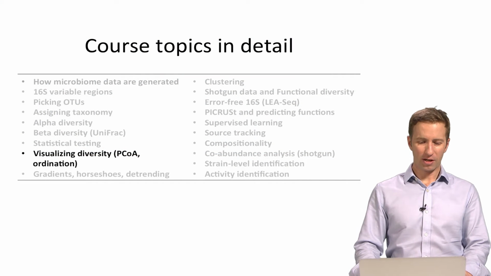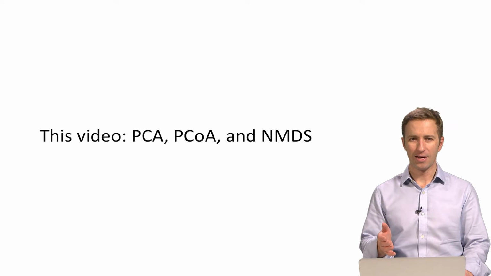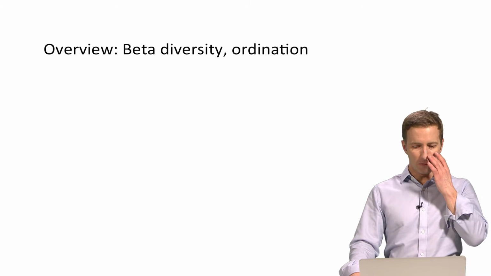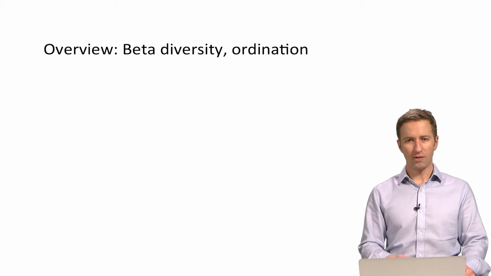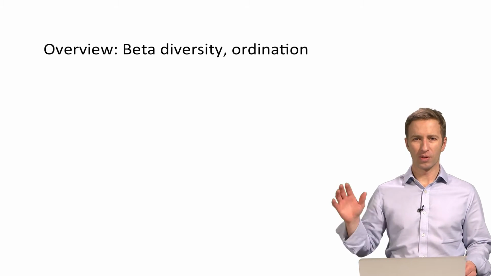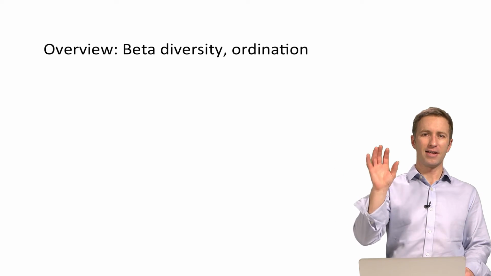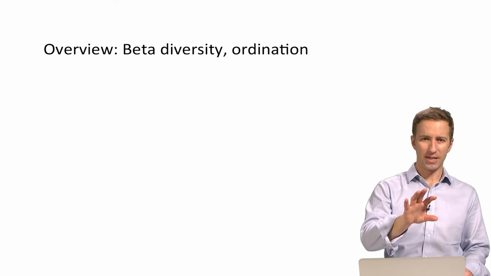In this slide, we'll be talking about visualizing diversity and specifically discussing the differences between principal components analysis, which is PCA, principal coordinates analysis, which is PCoA, and then non-metric multidimensional scaling. So the first thing I want to do is just give you a quick overview of the whole process of going from the input table through beta diversity analysis to the ordination technique.